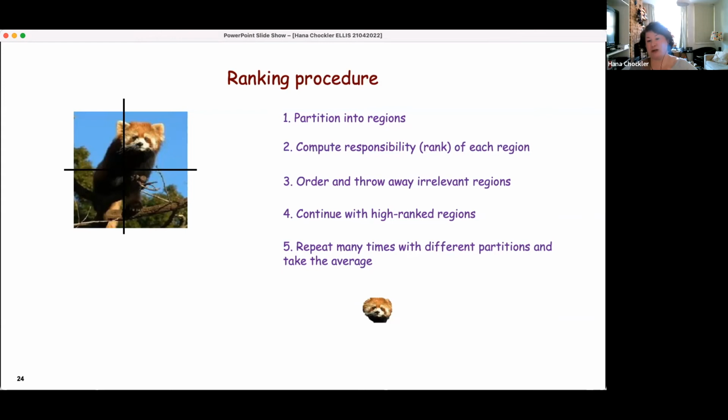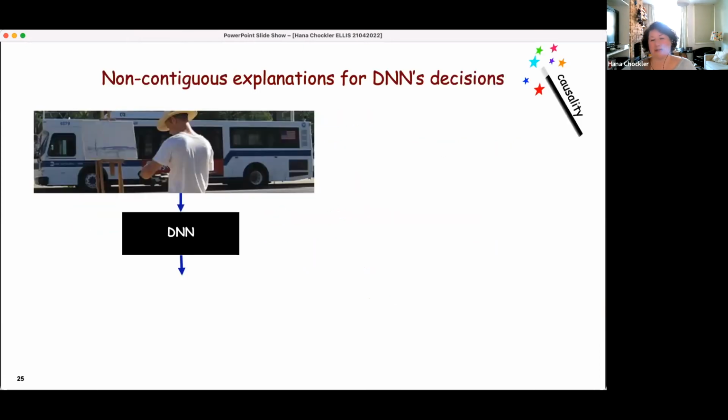Now, once the pixels are ranked, the ranking itself is also useful. We don't actually have to limit ourselves to an explanation. We can also use the ranking, for example, to construct a heat map, which is what I'm going to show in the next slide. By the way, this causal approach doesn't assume anything about the structure of the explanation, in particular any type of continuity. So it works for non-contiguous explanations as well.